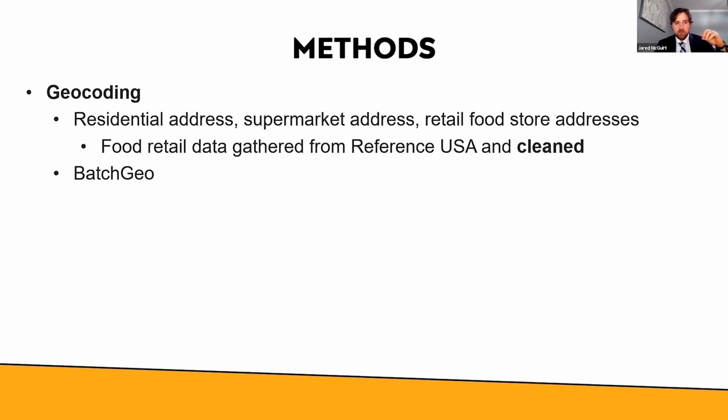So we geocoded the residential address they gave, the address of the supermarkets, and then also we did retail food addresses around their residential address. And so this is actually a super important thing. Geocoding probably doesn't get enough attention in the literature, and I think that's why there's a lot of measurement issues. I just can't get into the nitty-gritty of this, but I do think it's really important that geocoding is done well and that you're using clean data. And we used a program called BatchGeo. I'm more than happy to talk with anyone about geocoding after this.